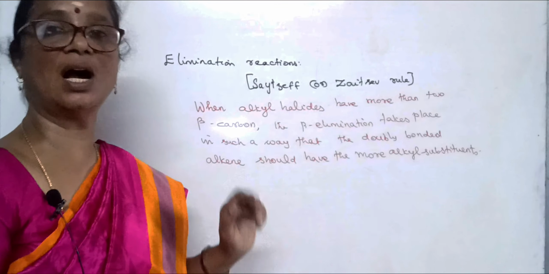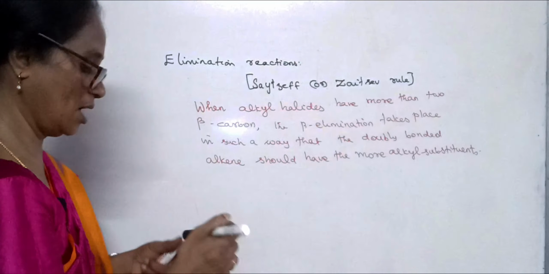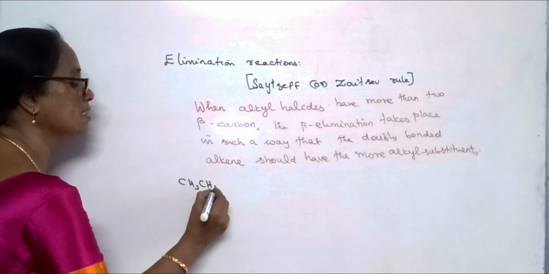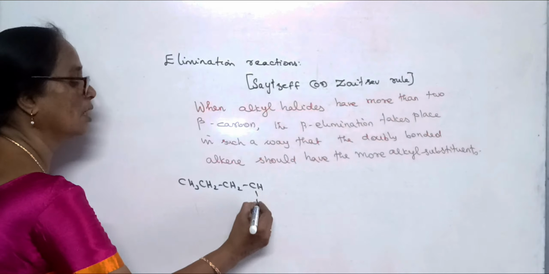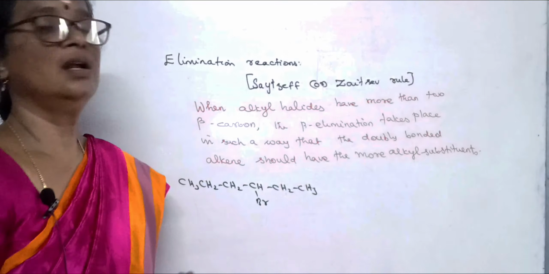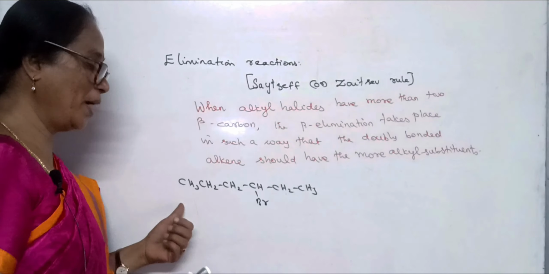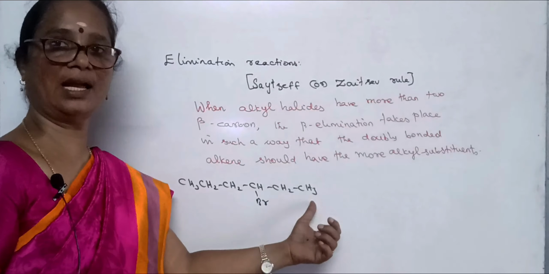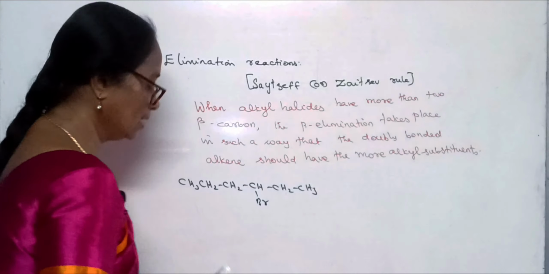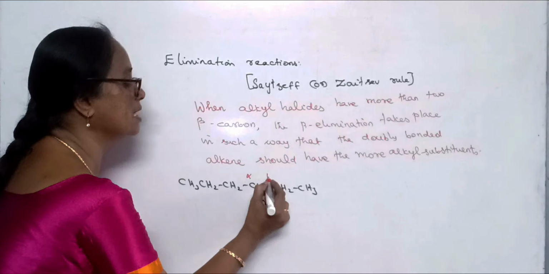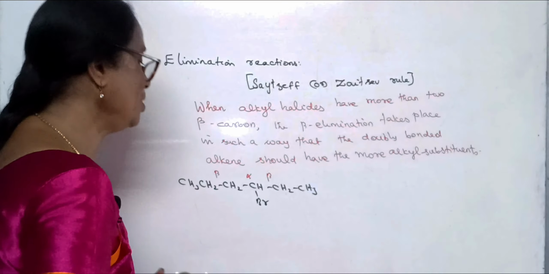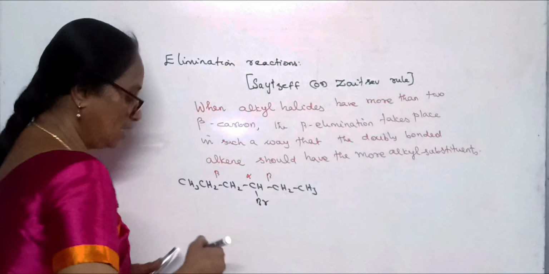Only in such a way do we have to decide the elimination. So let us take an example of CH3CH2CHBrCH2CH3. So on one side I have a propyl group, on the other side I have an ethyl group, and the carbon carries the bromine. So this is my alpha carbon, this is a beta carbon, and this is also a beta carbon. So the elimination is possible as a result of this.